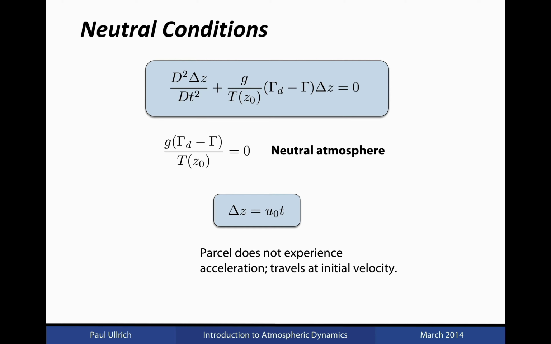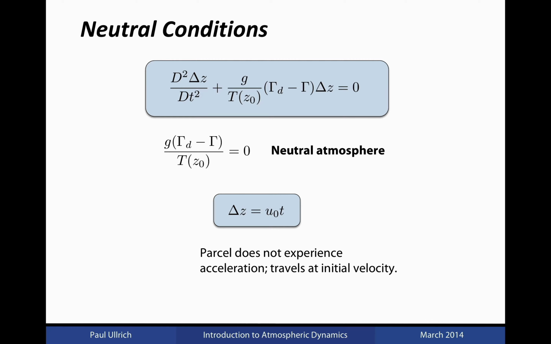Let's consider the case of neutral conditions. If the coefficient in front of the delta z is equal to 0, this corresponds to the case of a neutral atmosphere. The differential equation describing delta z then simply reduces to the second material derivative of delta z equal to 0. The solutions of this differential equation are simply constant delta z or linear functions of time.